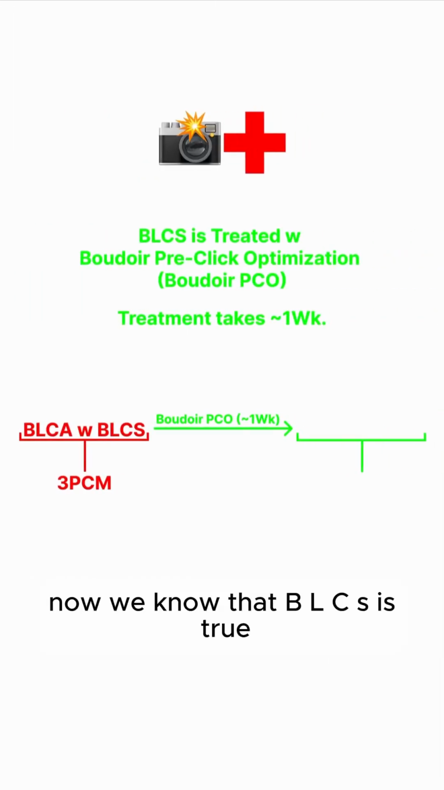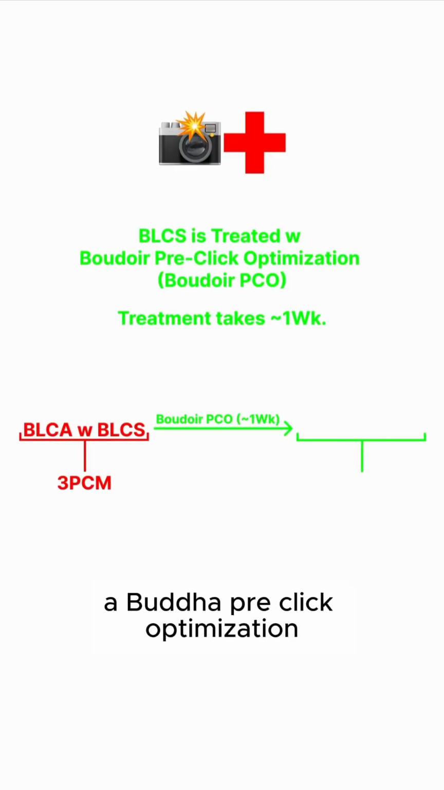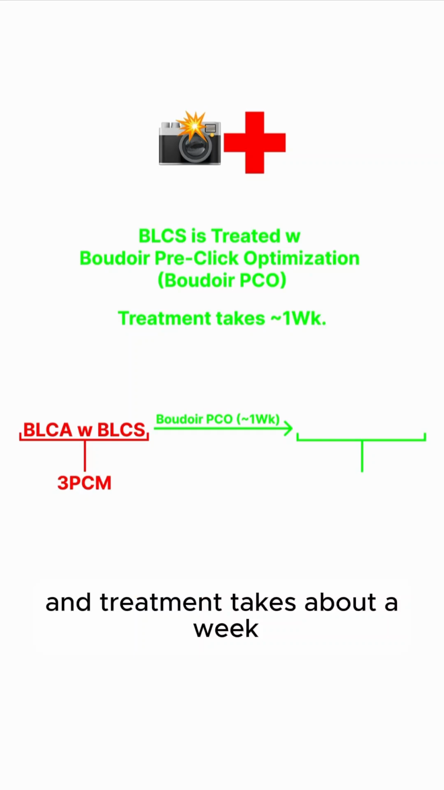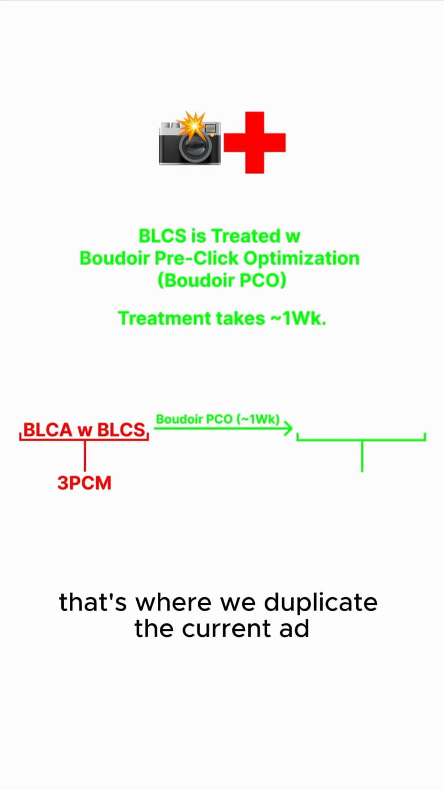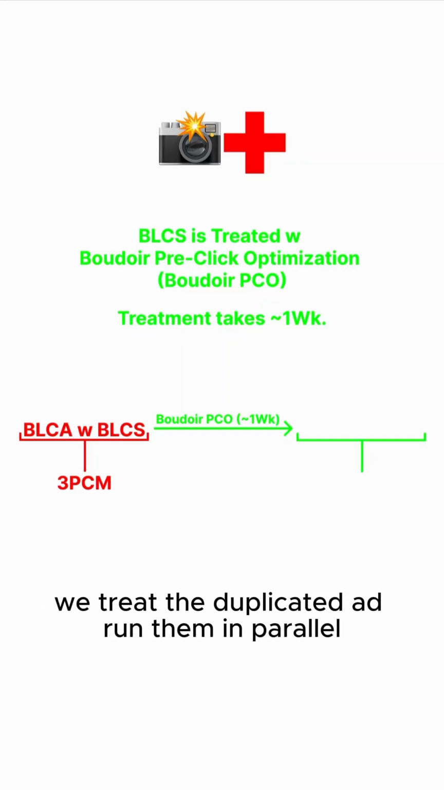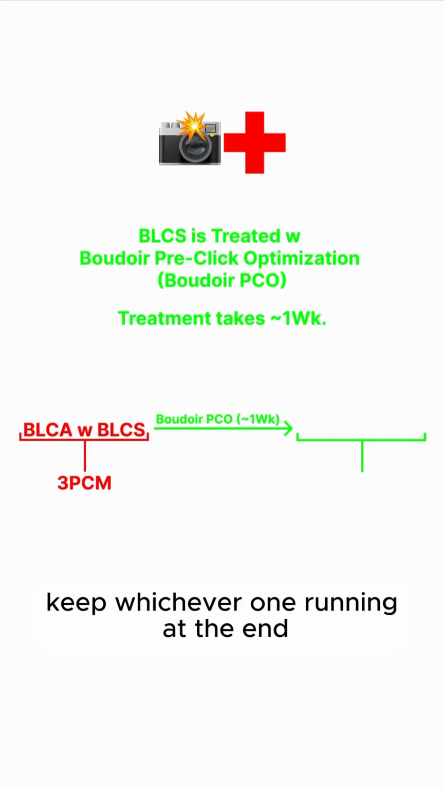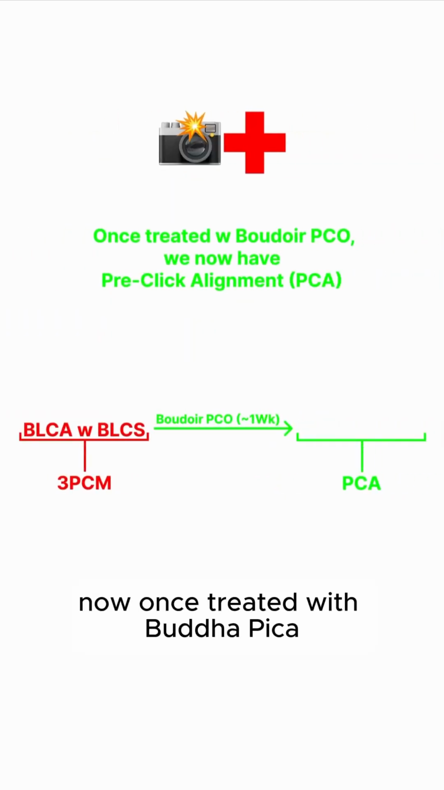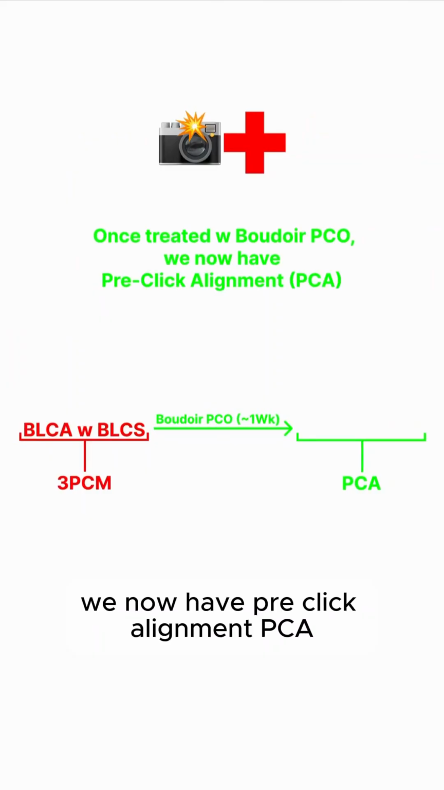Now, we know that BLCS is treated with Boudoir pre-click optimization, aka Boudoir Pico, and we know that because we invented it. And treatment takes about a week. That's where we duplicate the current ad. We leave the current ads running. Duplicate it. We treat the duplicated ad, run them in parallel, keep whichever one running at the end has the better metrics.